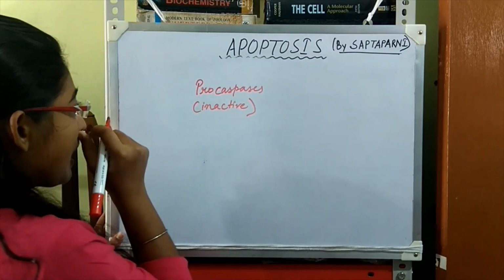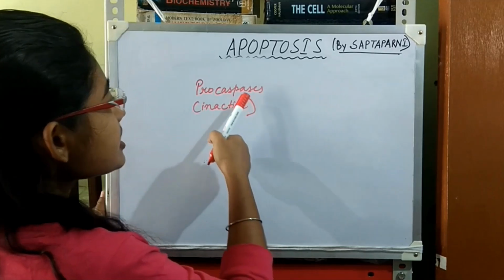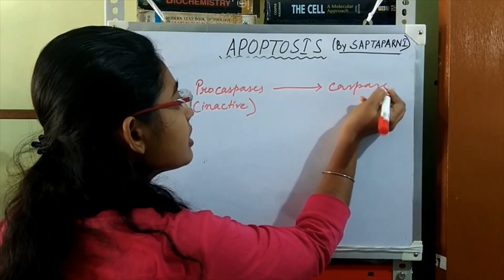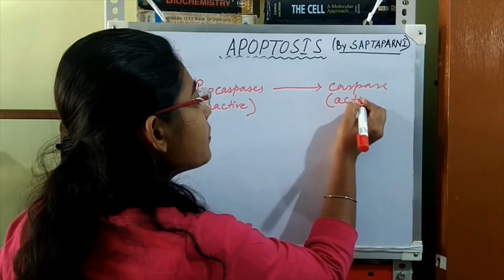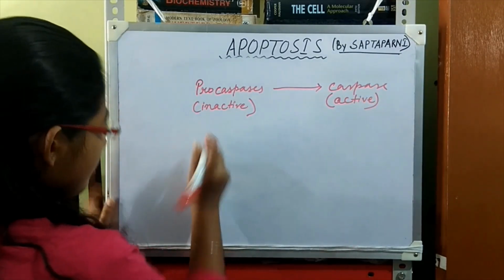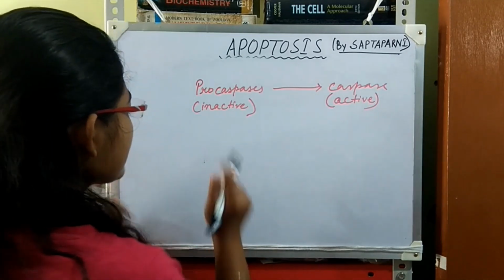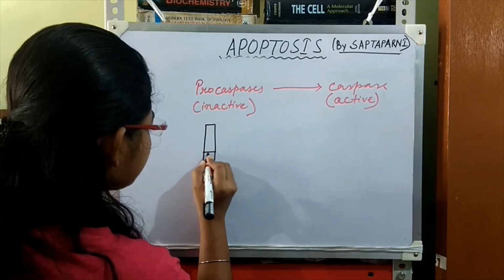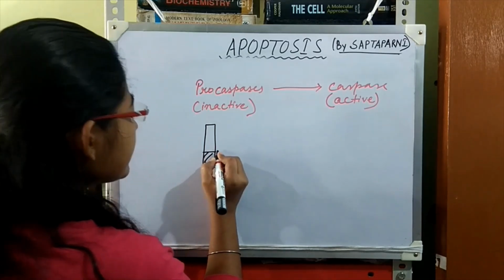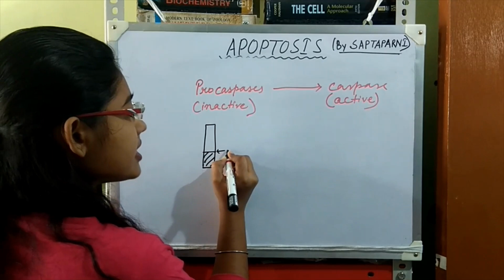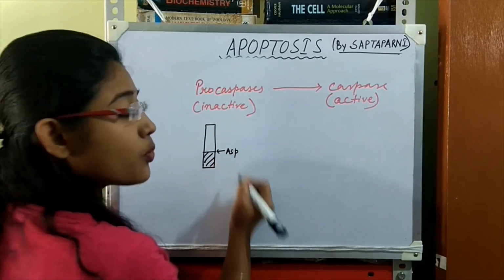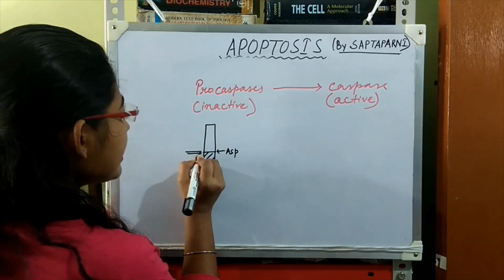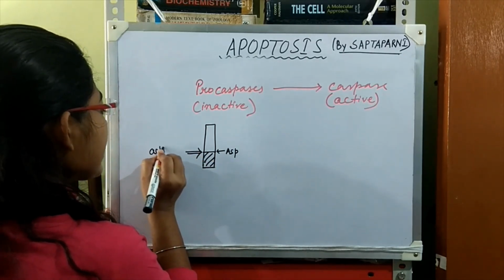Now, to activate this procaspase into an active caspase, what do we need? See, procaspases actually look like this. Think this is the cleavage site. So at this side obviously aspartic acid residue will be present, and at this side this procaspase will be cleaved by another active caspase.